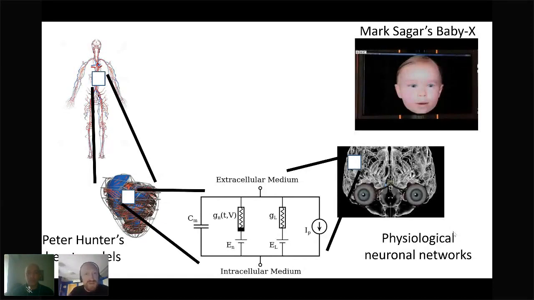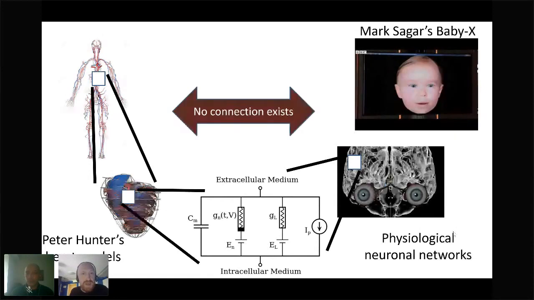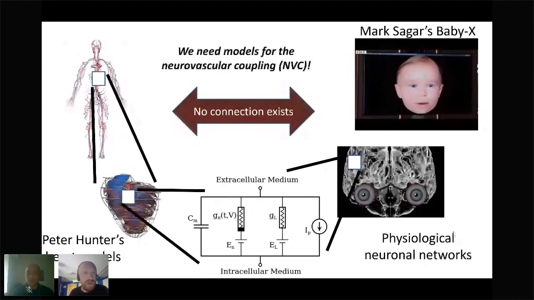So both of these are very cool, but they aren't really connected with each other. And one of the primary ways of connecting them is the neurovascular coupling. So how does the blood flow that comes to the brain, how is that altered by brain activity?